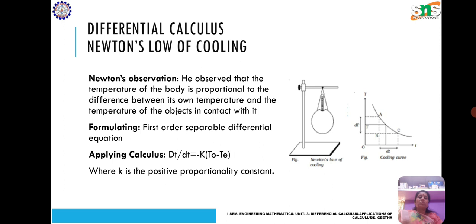Differential calculus is used in Newton's law of cooling. Newton observed that the rate of change of the temperature of a body is proportional to the difference between its own temperature and the temperature of the objects in contact with it. Formulating this, he used a first order separable differential equation, dT/dt = k(T0 - T), where k is the positive proportionality constant.